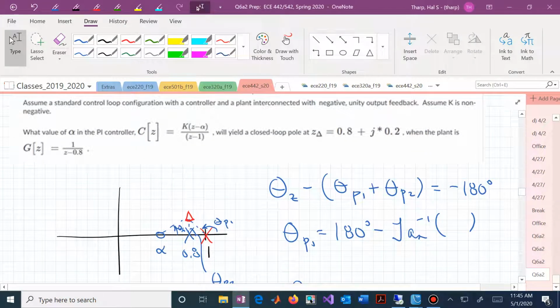Again, we have the normal configuration. We have a PI controller, and somebody now wants to know, where do we locate the 0 of that PI controller? That's the alpha in this z-plane plot. The pole of our plant is at 0.8. That's the blue X. Because it's a PI controller, we're forced with a pole at 1. That's the integral action.